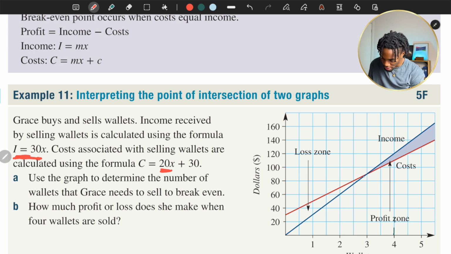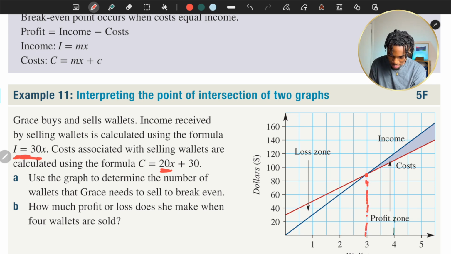So this point here is the break even, and it's basically where both graphs intersect, right? So both graphs intersect here. When we're doing this, we draw the line down.